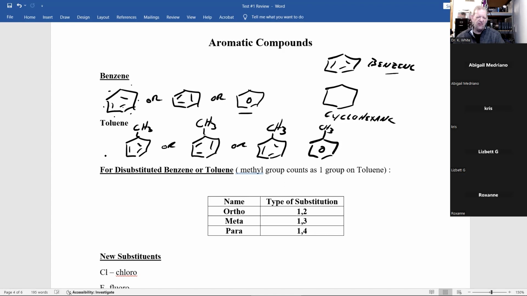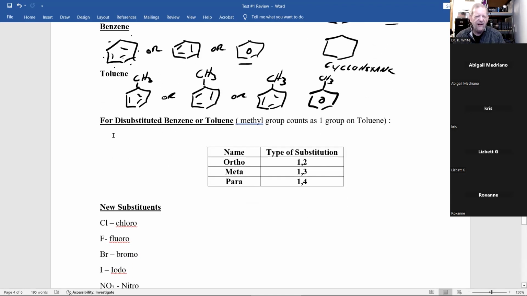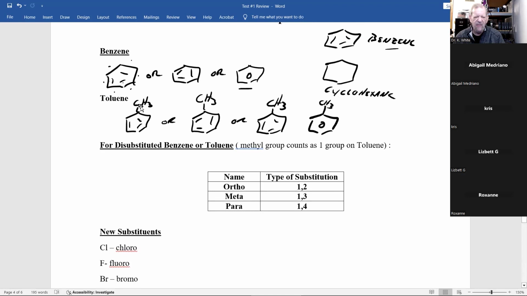You can write with the circle, I don't. I thought I did, and I don't. Now, important thing, the methyl group counts as a substitution on the ring, and I'll explain why.